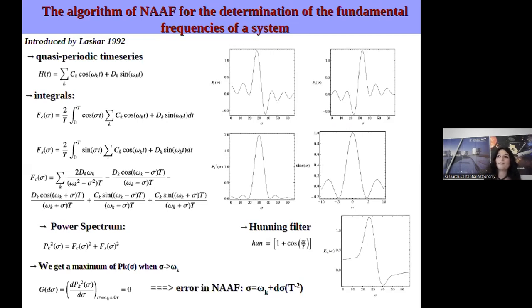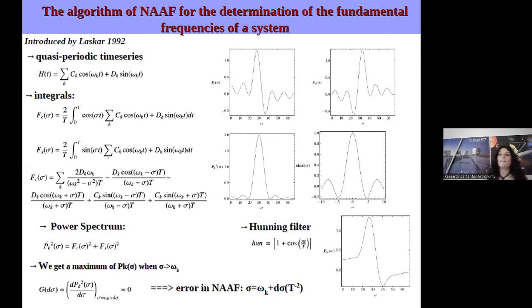Well, if we conduct asymptotic analysis when sigma tends to omega k and t becomes a large quantity, we'll see that this term prevails, and moreover, which is a sinc function. Sinc function is sine x over x, and it has a maximum when it tends to one.